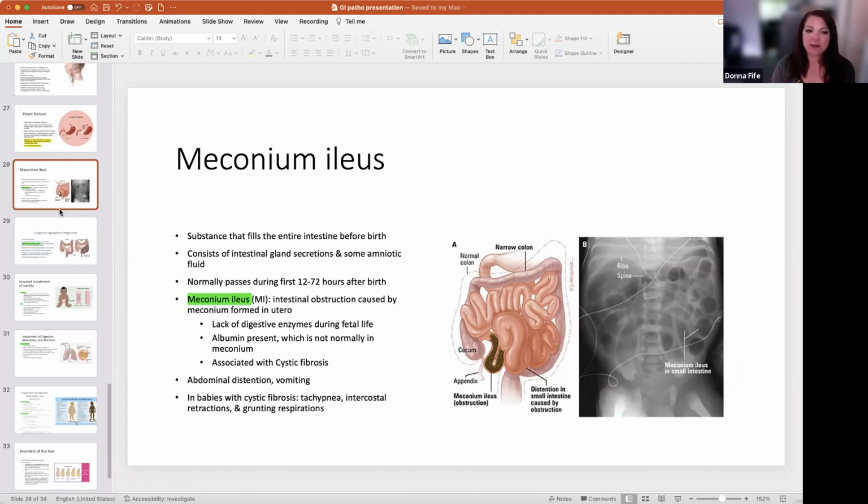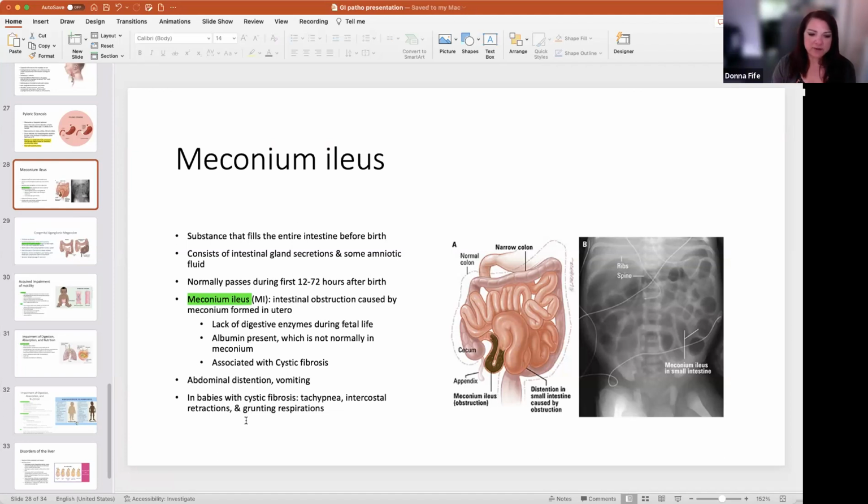Now, a patient may have a meconium ileus, which is an intestinal obstruction caused by meconium formed in utero. This can be caused by a lack of digestive enzymes during fetal life, and albumin is present, which is not normally in meconium. This is associated with cystic fibrosis. The patient may have abdominal distension and vomiting.